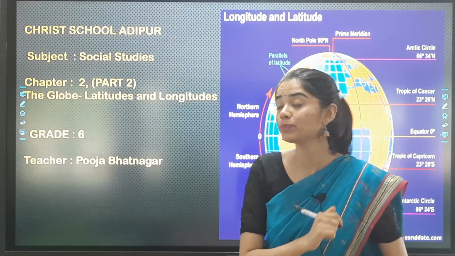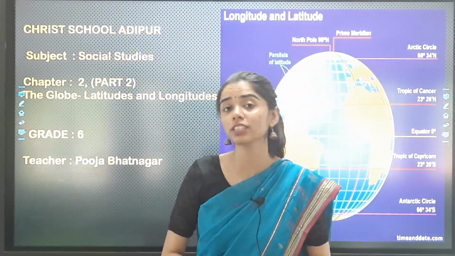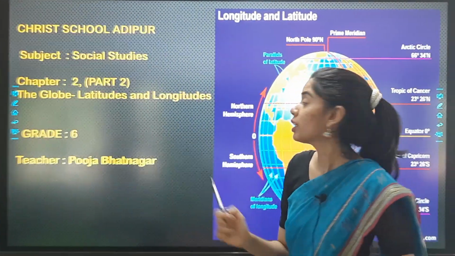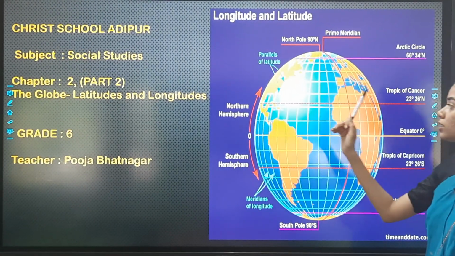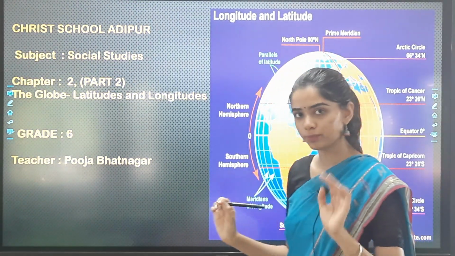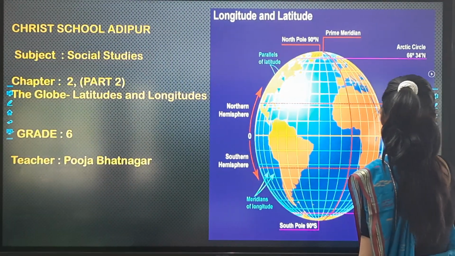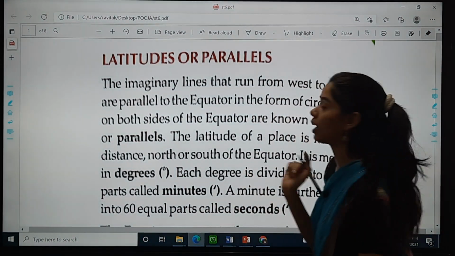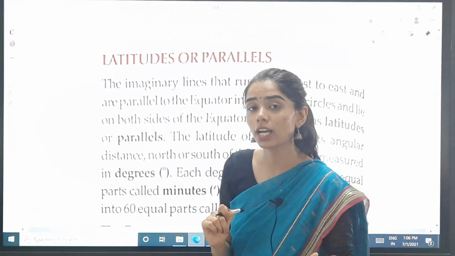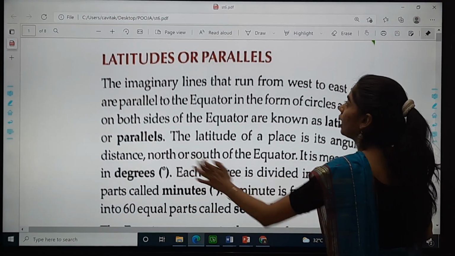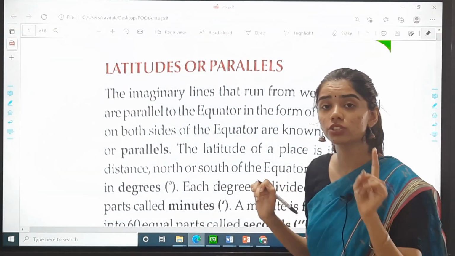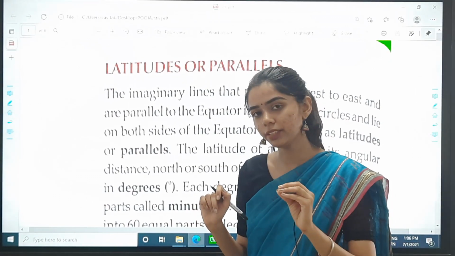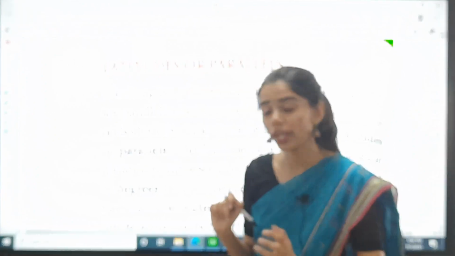And as you remember, in the last class we had started a new chapter in geography, that is chapter number 2, the globe, latitudes and longitudes. Okay? Now, without wasting time, let us quickly start. So, before starting the new topic, that is latitudes or parallels, first let us study what is an equator.